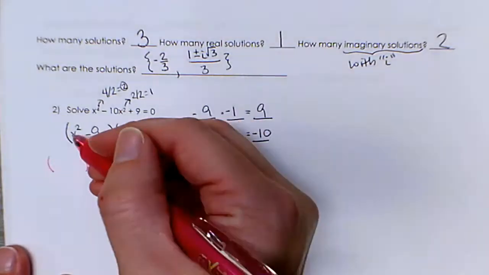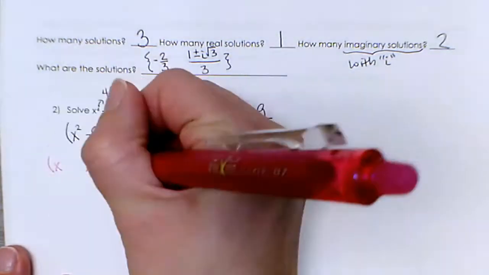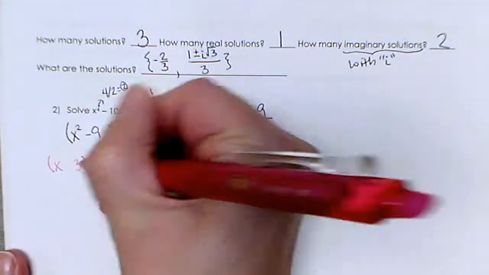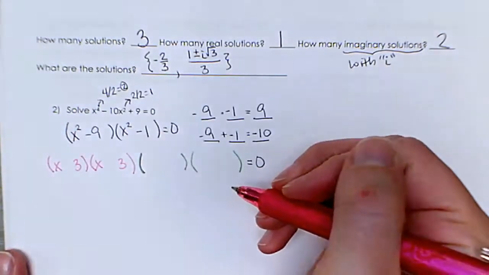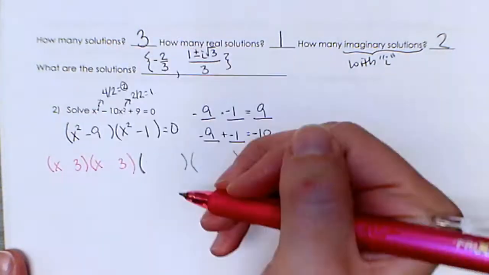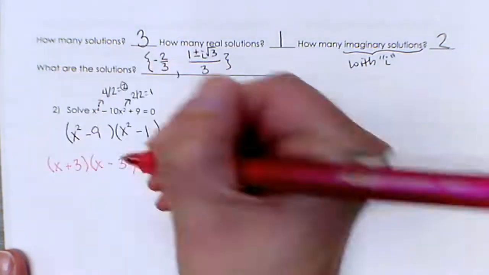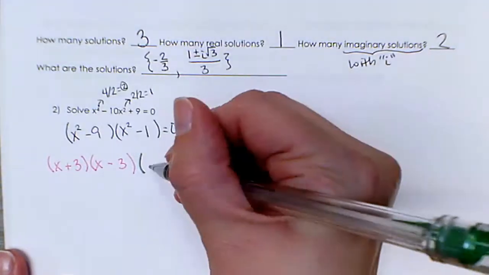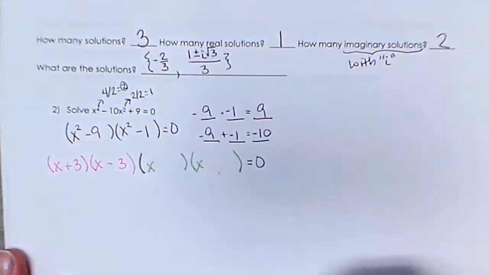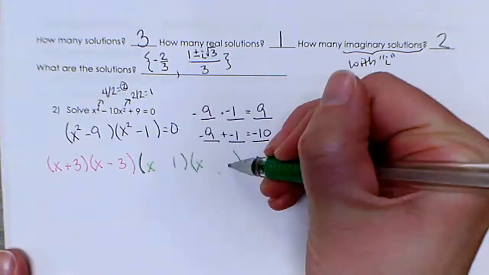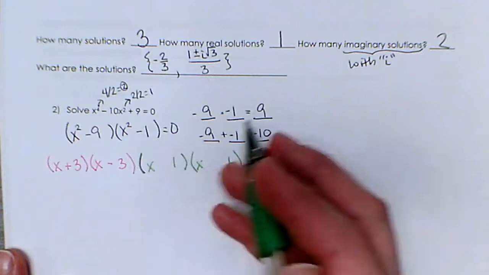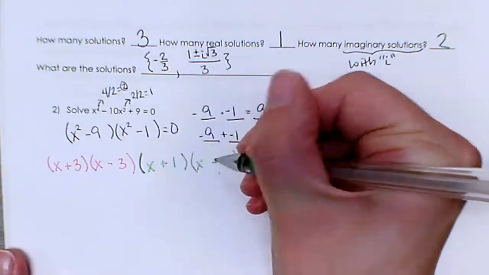So if I square root x squared, I get x. If I square root 9, I get 3. And in order for the middle term to cancel out and not be a trinomial, I need a plus 3 and a minus 3. Here, if I square root x squared, I get x. If I square root 1, I get 1. And in order for the middle term to cancel out and not be a trinomial, I need a plus 1 and a minus 1.